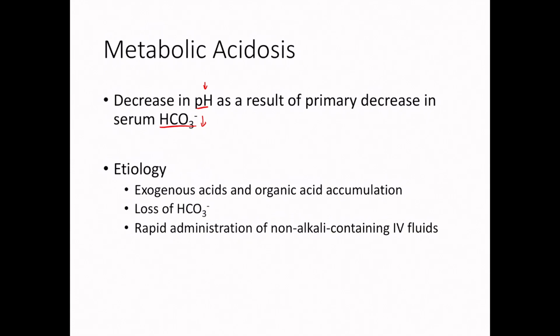There's three major etiologies. One, you have excesses in exogenous, or things that you ingest or take in, acids, or organic acids, such as those that are naturally found in your body. The other thing that can occur is you have a loss in bicarbonate. Also, you can have what's called dilutional, or having non-alkali containing IV fluids. An example of this would be normal saline is considered a dilutional cause of metabolic acidosis.